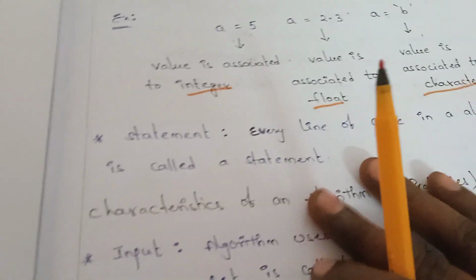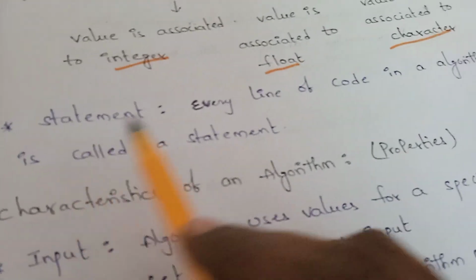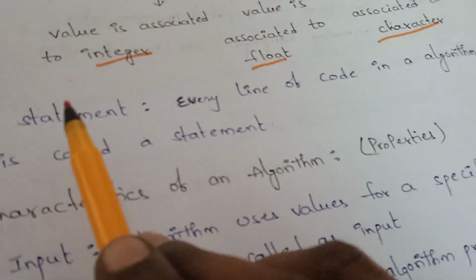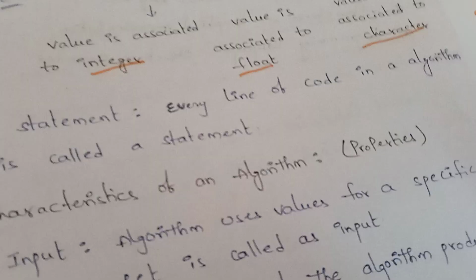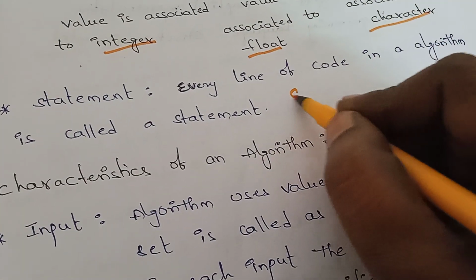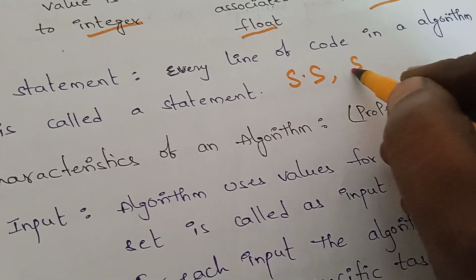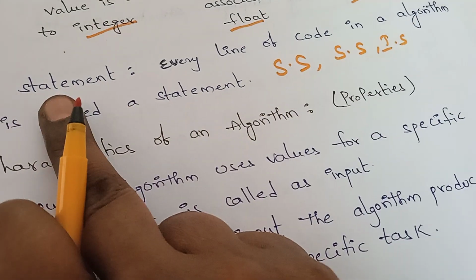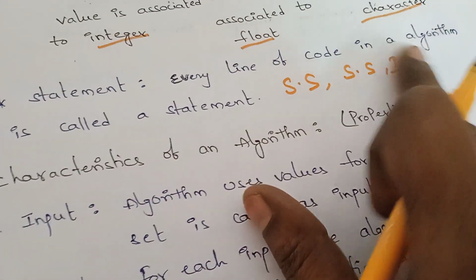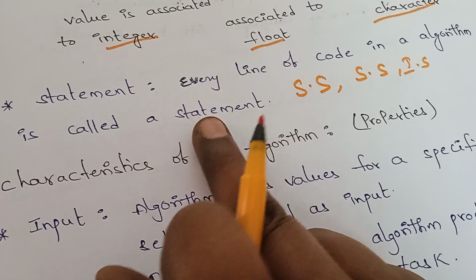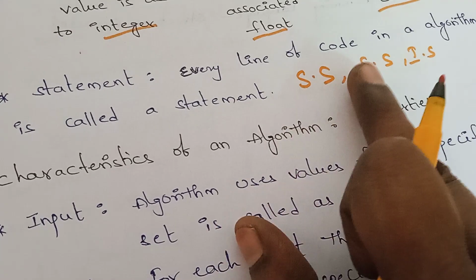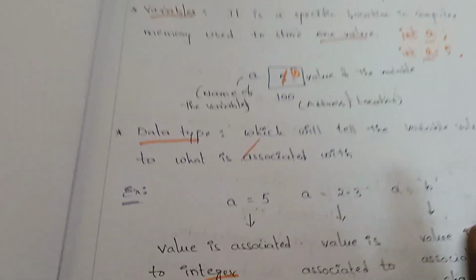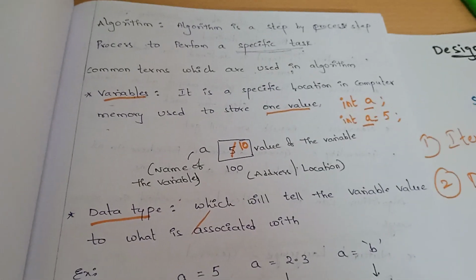And the third common term is statement. What is a statement? Every line of code in an algorithm is called a statement. And this statement can be a sequential statement, selection statement, or iteration statement. So this is the brief idea about an algorithm and its common terms.